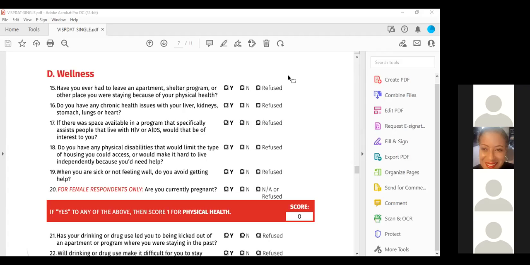And then 18, do you have any physical disabilities that would limit the type of housing you could access or make it hard to live independently because you need help?